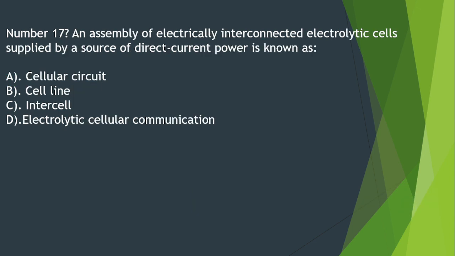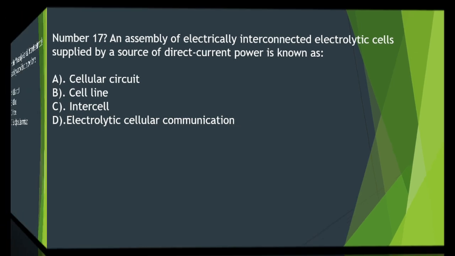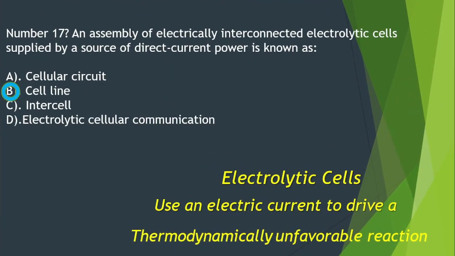Number 17. An assembly of electrically interconnected electrolytic cells supplied by a source of direct current power is known as A. cellular circuit, B. cell line, C. intercell, D. electrolytic cellular communication. And the answer is B. cell line.